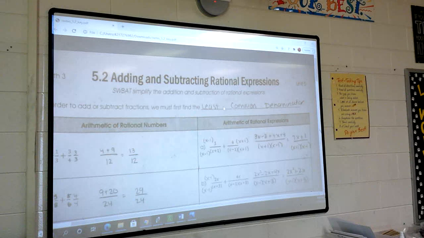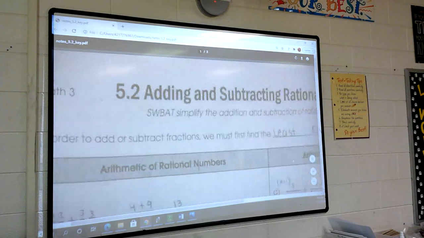So we're going to start on the left side of this page. I'm going to zoom in to the left, and we're going to look at how we would do it if it was just numbers. And then we'll go to the right side of the page and talk about how we do it with algebra, with x's. Okay, so least common denominator is how you add or subtract.